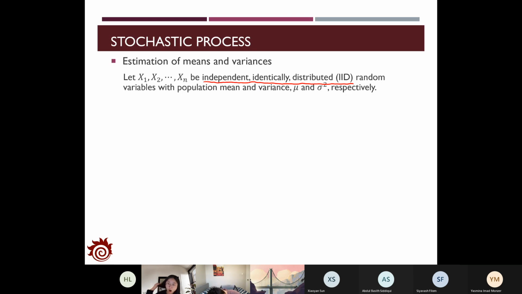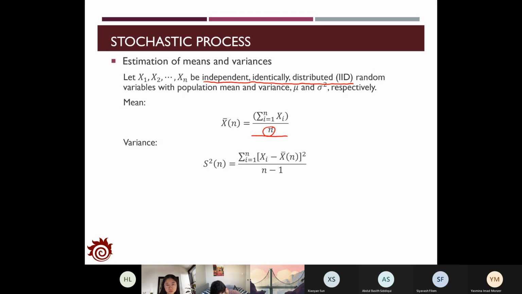And then we can estimate the mean with this equation. So we just sum all the values of x_i and divide by the number of observations n. And for the variance, it's a little bit different. We do the summation of (x_i minus the mean value) squared, divided by n minus 1. This n minus 1 is applied so that you find an unbiased estimation of the variance.